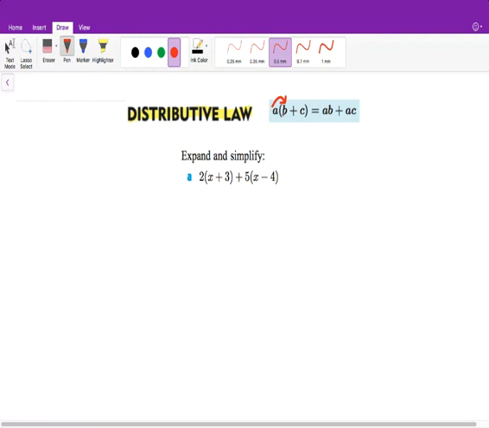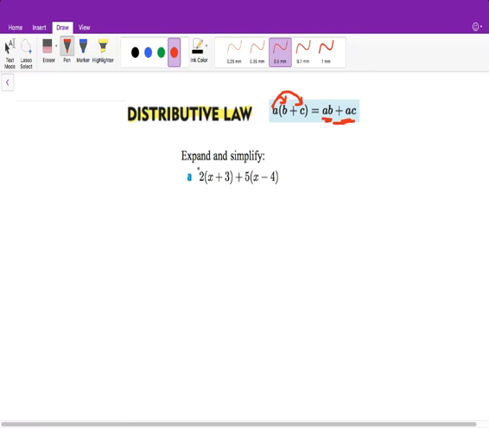So we would do A times B plus C. The first one we can do is A times B, and that gives me A times B. And then the second one is A times C, so A times C will give me A times C. So this is just saying we're distributing the A into the B plus C, and it's giving us A times B plus A times C.